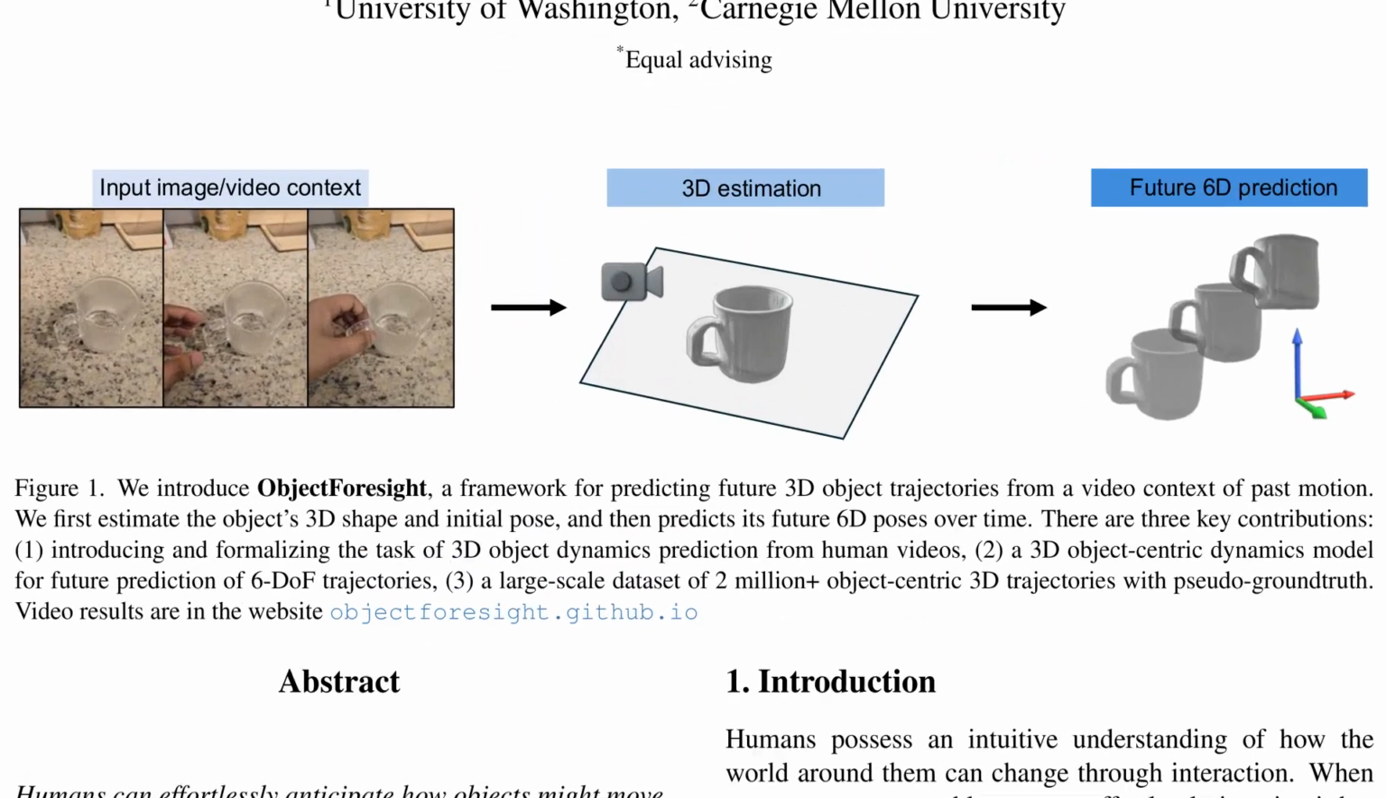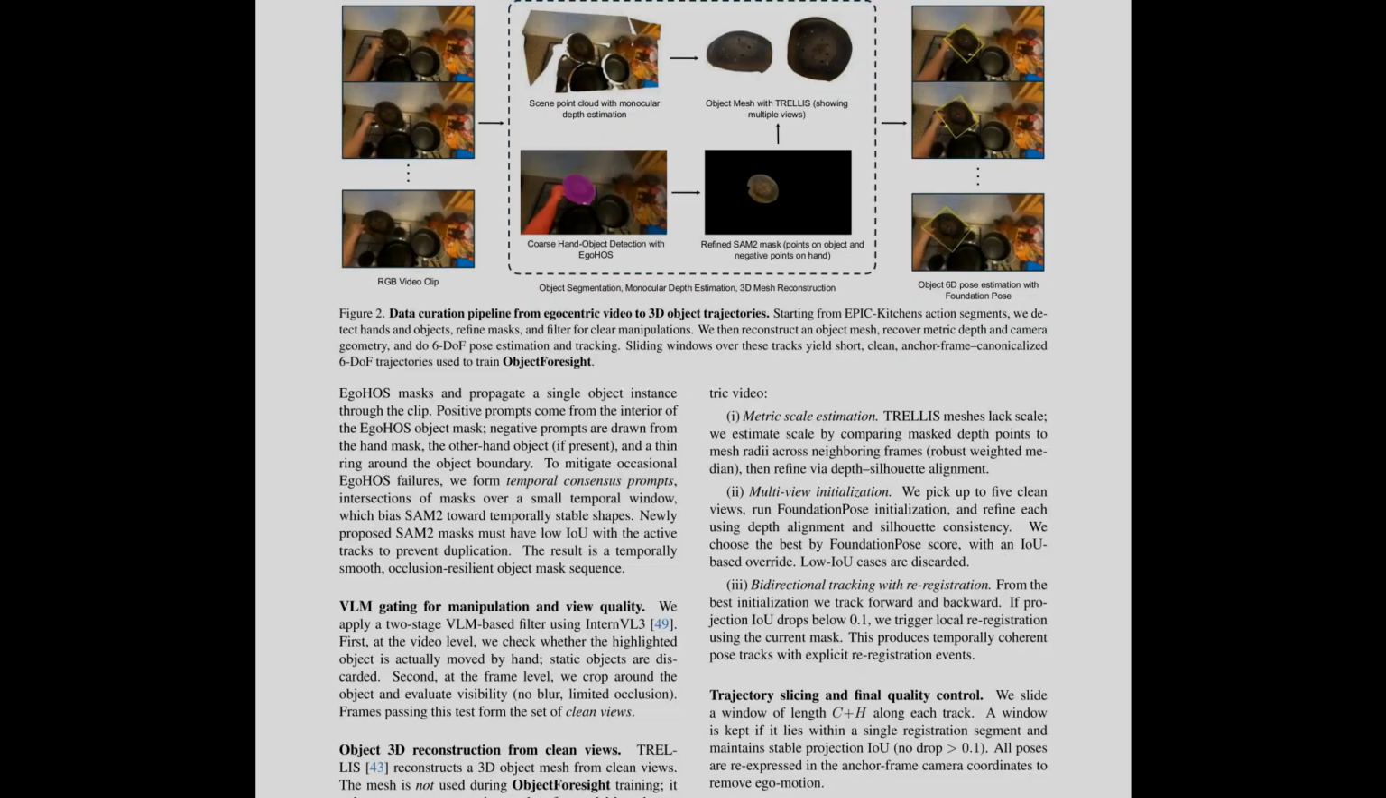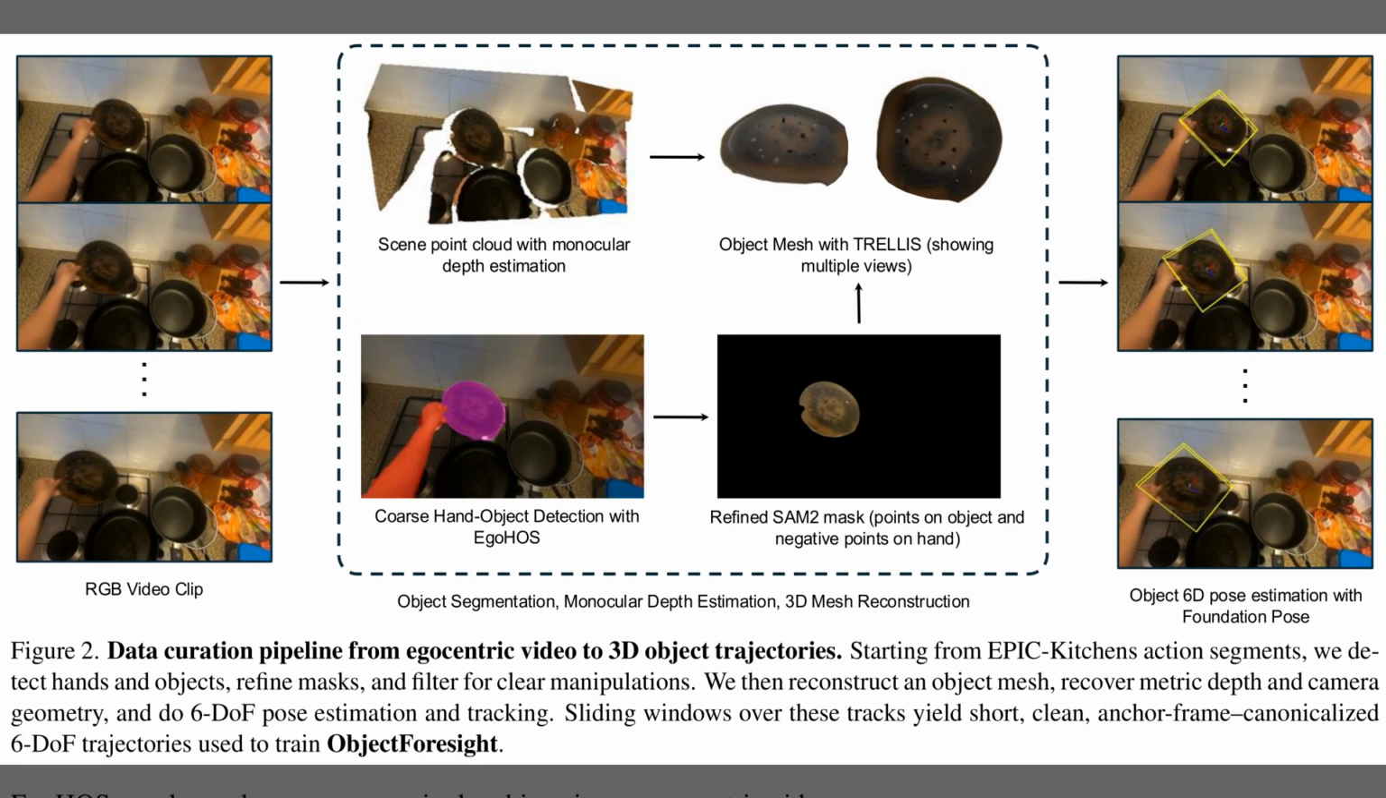So Figure 1 illustrates the high-level workflow of this framework. It begins with an input video context, effectively observing a short clip of past motion to understand the scene. Next, the system performs a 3D estimation step, calculating the object shape and initial pose relative to the camera. Finally, it generates a future 6D prediction, projecting the object's trajectory in 3D space over time, rather than simply predicting future pixels.